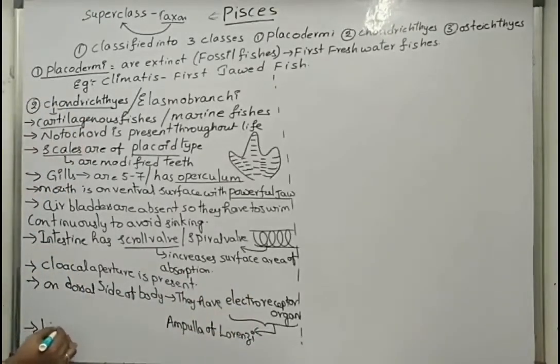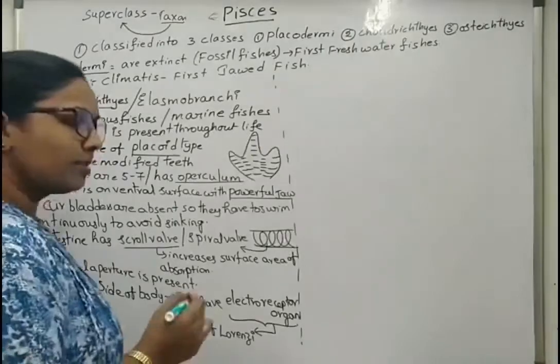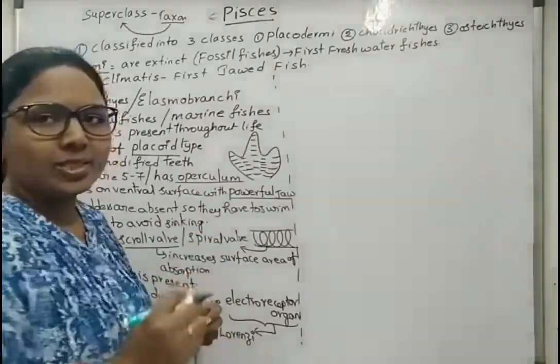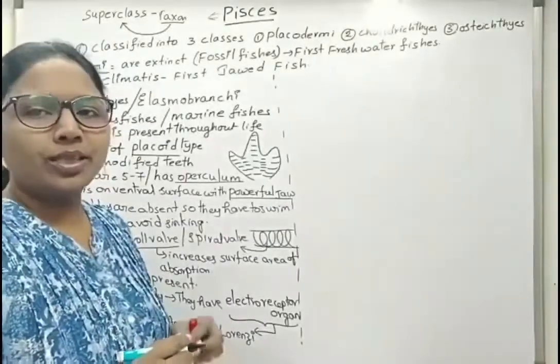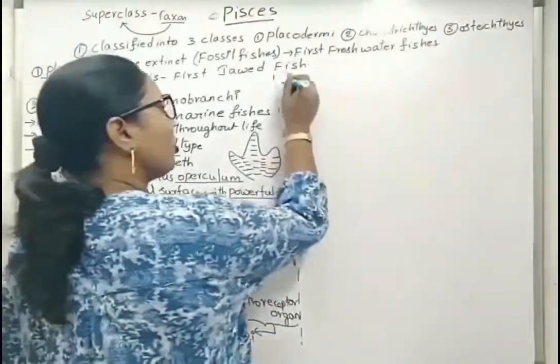Liver is bilobed. Male fishes have some extra structures called claspers. These claspers are used during reproduction or during the copulation period.